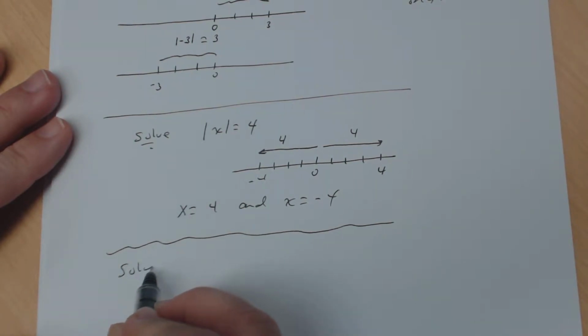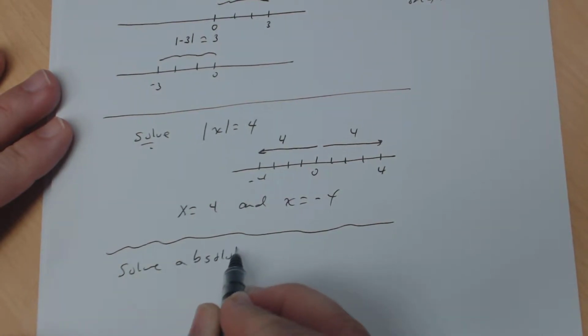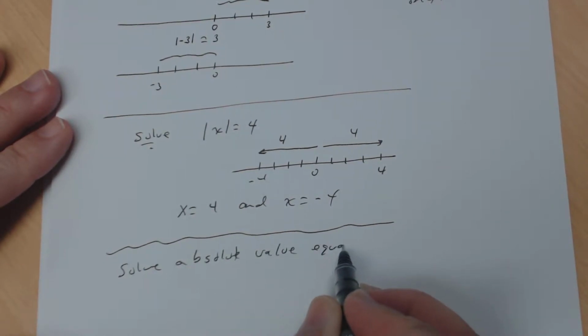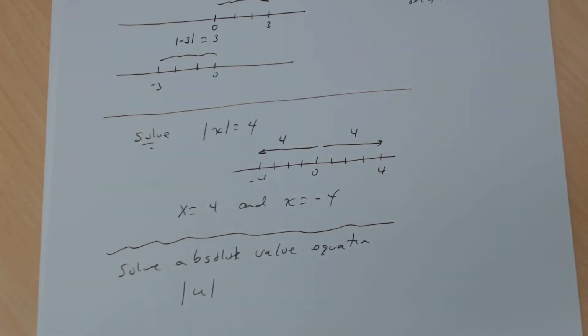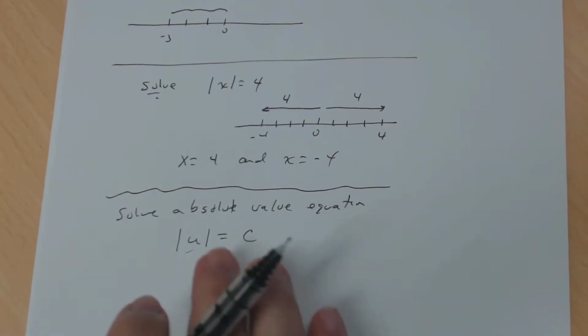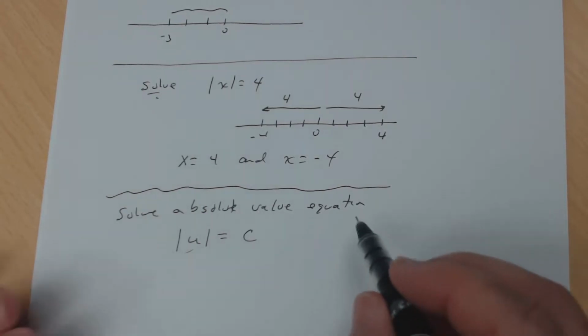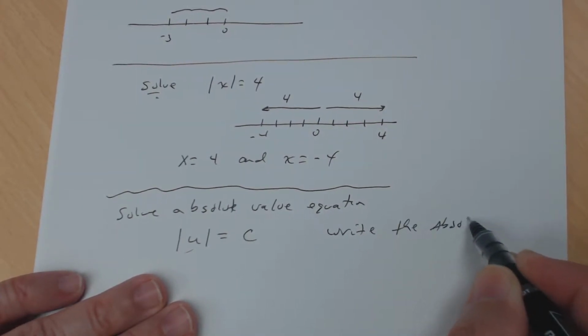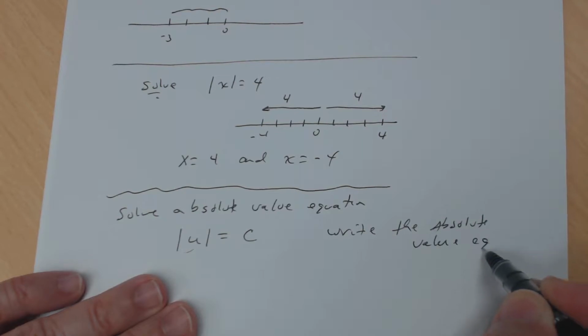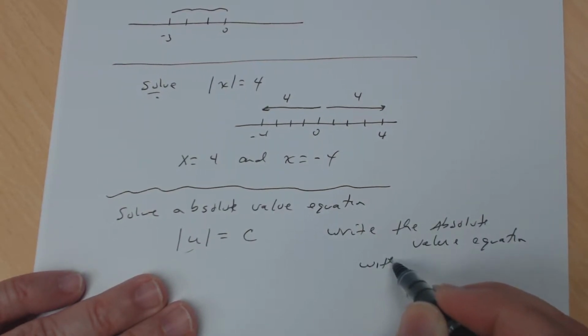So in general, this is how you're going to solve an absolute value equation. Let's suppose we have an expression u, and u could be something like x plus 4, or 2x minus 1, things like that. Some kind of algebraic expression. It's not necessarily just x, but it's something that involves x. And let's say that the absolute value of u is equal to c. When solving an absolute value equation, you want to rewrite it without absolute value bars.